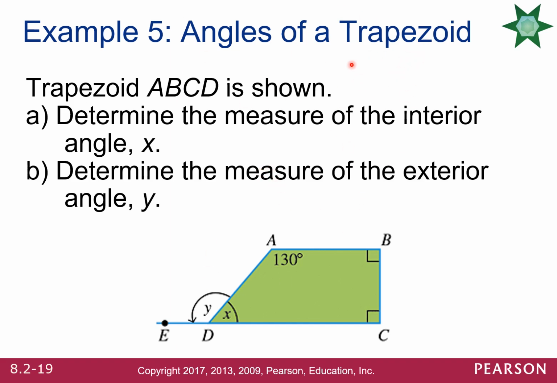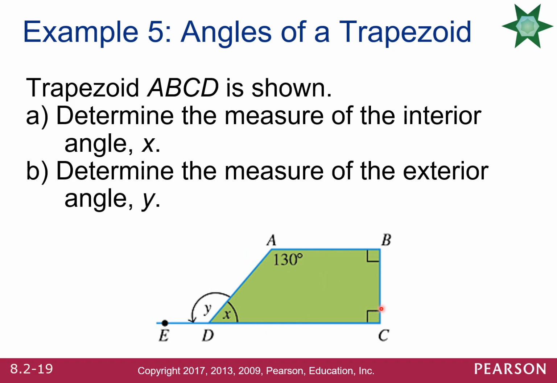In order to find the angles of a trapezoid, we are going to use the properties that we learned on quadrilaterals, on trapezoids, on parallel lines, as well as angle measures and their relationships. The question says trapezoid ABCD is shown. We have a figure here, and it says determine the measure of the interior angle X, and part B is to determine the measure of the exterior angle Y, which is this outside angle.